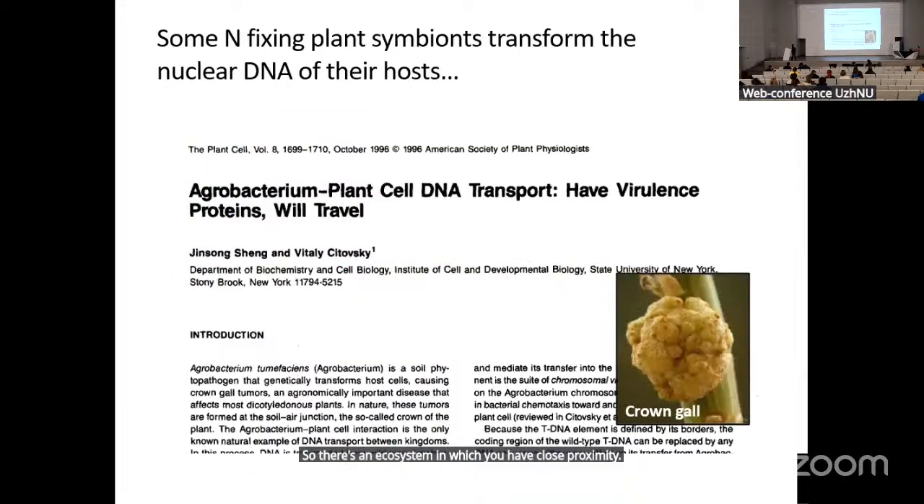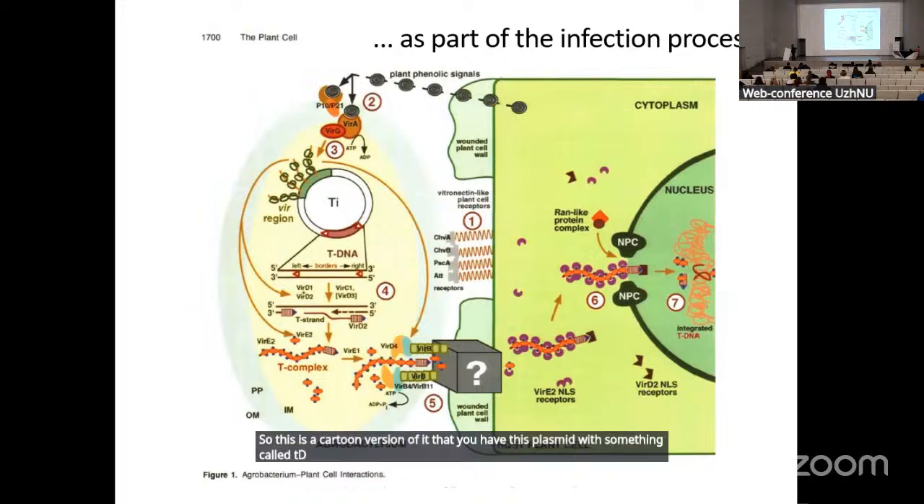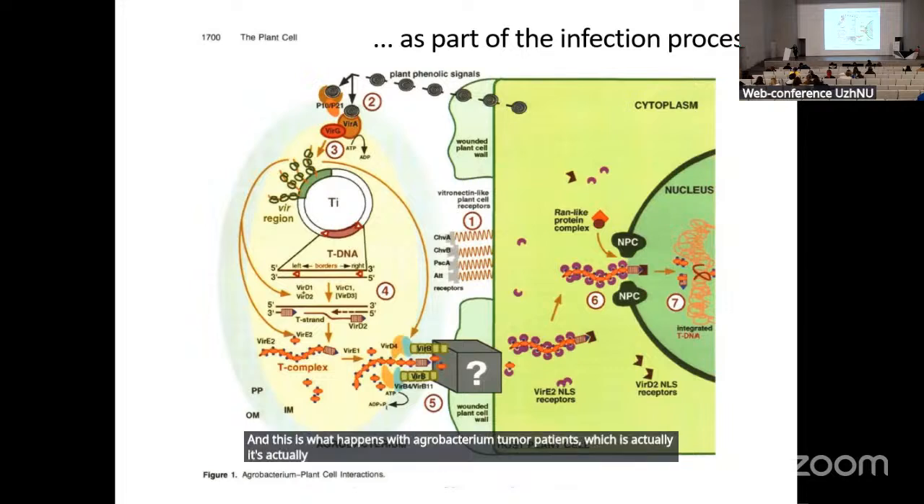And then in addition, some of these plant symbionts actually transform the nuclear DNA of their host. So this is a cartoon version of it, that you have this plasmid with something called tDNA, which actually enters the plant cell and goes to the nucleus and gets integrated. And this is what happens with Agrobacterium tumefaciens, which is actually a pathogen. It's not a symbiont.